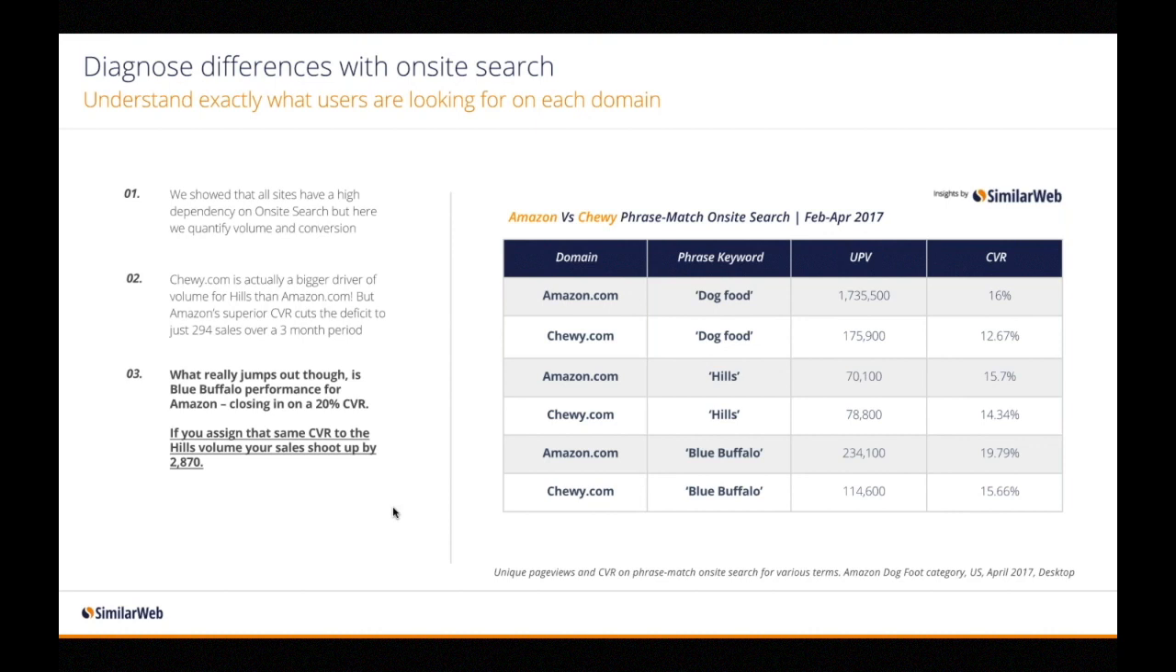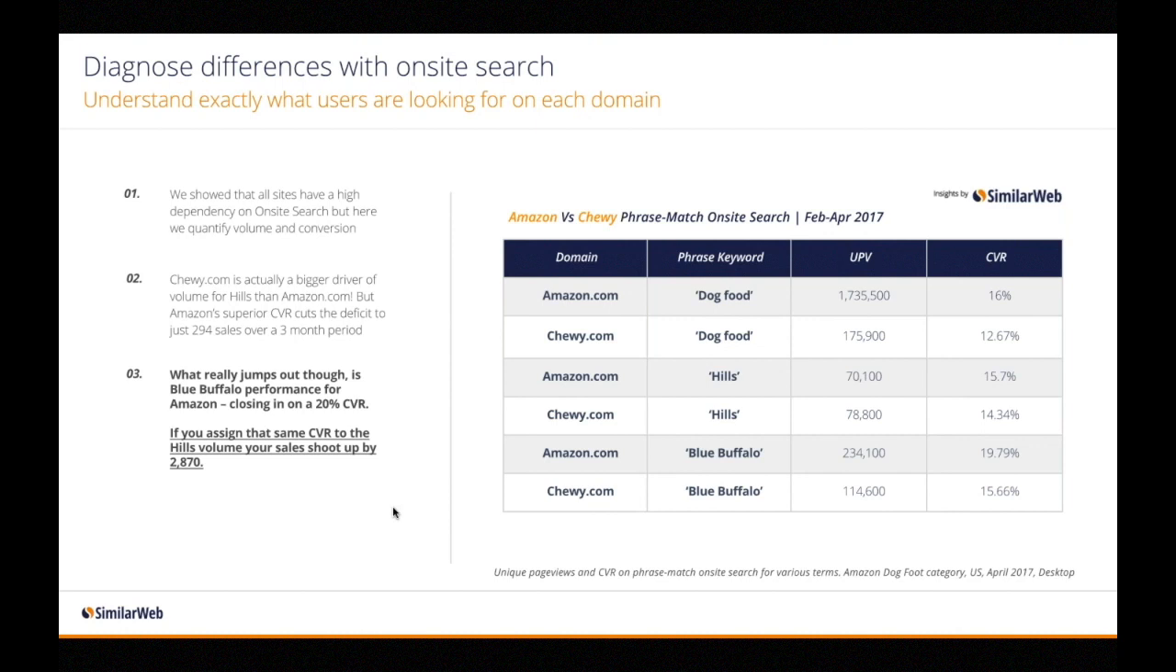But we can also show you how these keywords are converting to a product purchase. So you see that when people do on-site search on either of these domains, they're incredibly likely to make a purchase because, again, I would liken it to that in-store experience. And to point out a couple of things here, yes, the volume of dog food is high, but check out Blue Buffalo on Amazon. It converts at almost 20%.